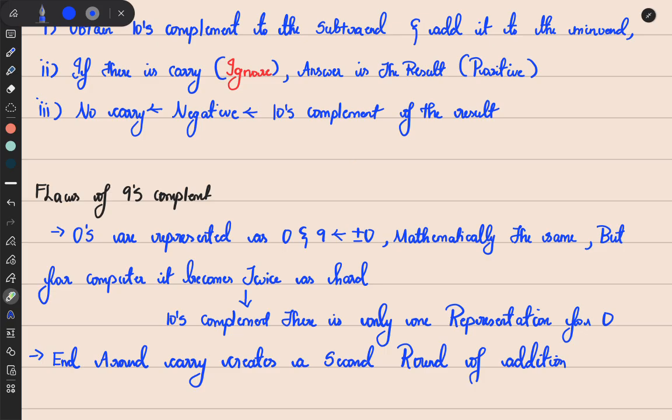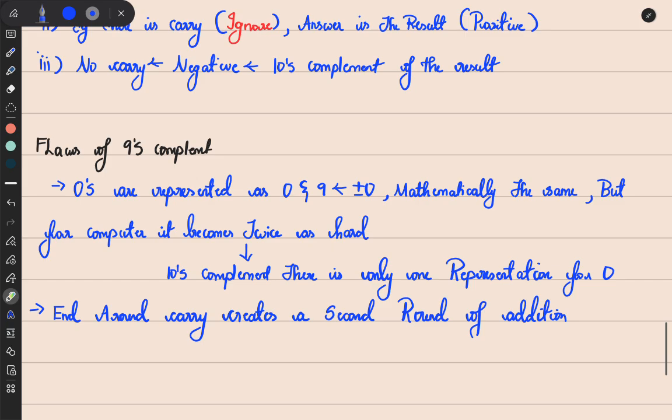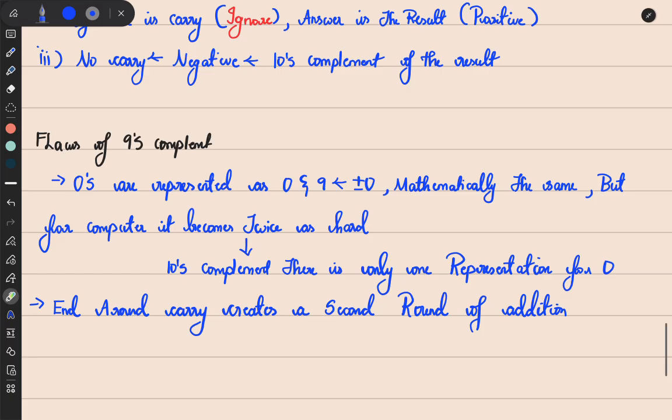So for example, if there is a 9, we basically add 1 to the LSD, right? If that is 9, when we add 1, it becomes 10, so it becomes 0 with 1 as carry. So 9 plus 1 is 10, right? The answer is 0 and 1 is the carry. So we basically have one representation for 0, which is 0. There's no plus or minus 0 at all.